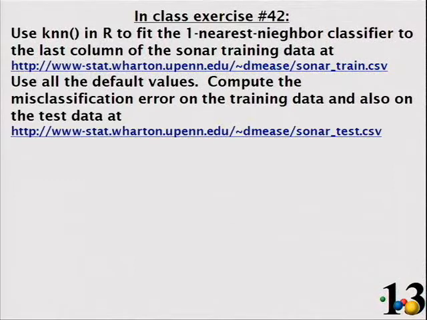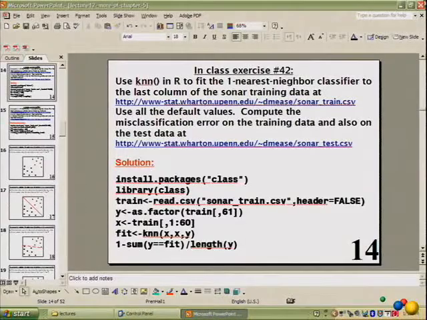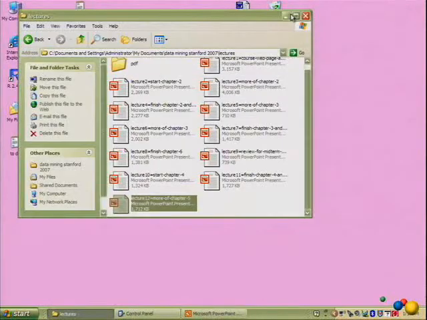So we can look at it for the SONAR data. Again, I have the test and training split, which I'll just use. And here's how I would do this. Again, install.packages class will install the class package, library class. Then I read in the training data. Again, I have to make sure I'm trying to predict the 61st column. If you remember the SONAR data, it's the 61st column that is the class label. So I'm trying to predict that using the other 60 columns.